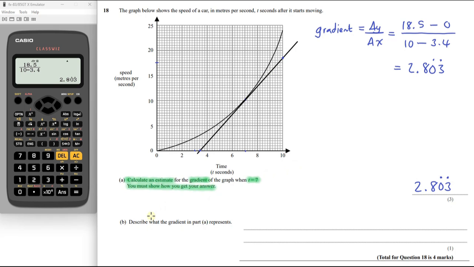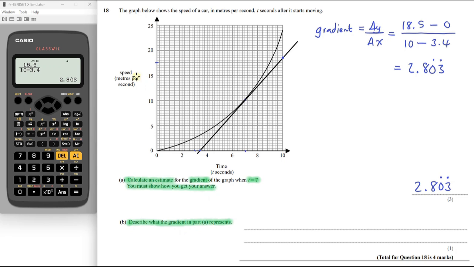So moving on to part B, it says describe what the gradient in part A represents. So this figure we got of 2.803, what does that represent? And don't say the slope, because you're not going to get a mark if you just say the slope of the line. You need to actually say what it represents in real life terms. So to get this value, we did the change in y over the change in x. So what does this represent?